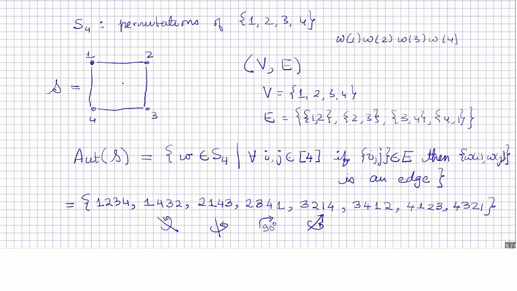And now here what's happening: 1 goes to 3, 2 goes to 4, 3 goes to 1, and 4 goes to 2. You can see that this is a rotation by 180 degrees.